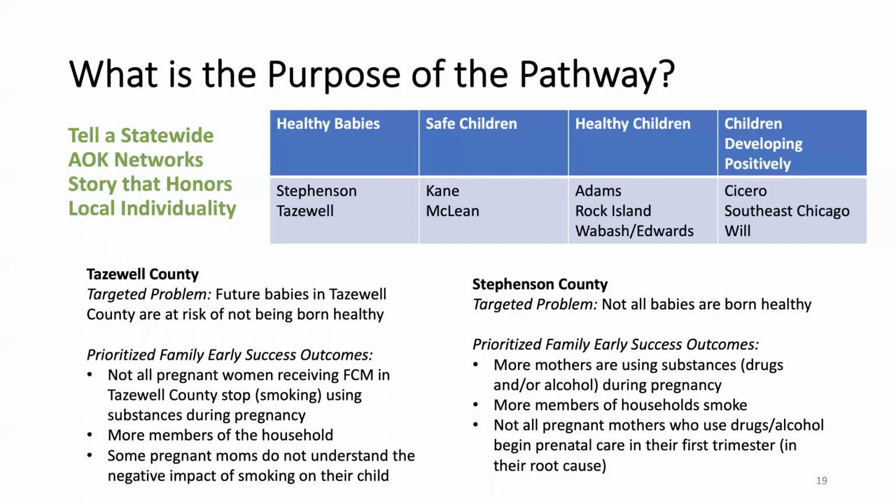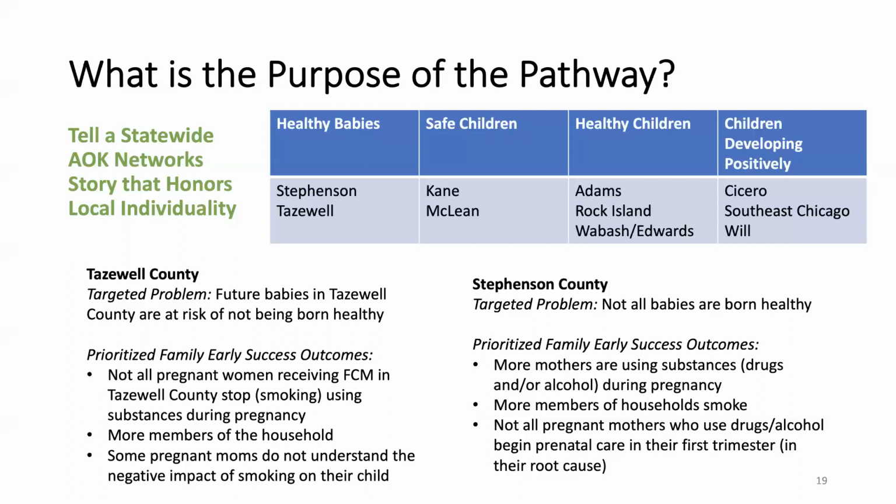And what this will allow us to do is tell the story about what AOKs are doing around healthy babies, but then also tell the very specific stories of what that looks like in Tazewell and what that looks like in Stevenson. And this really gets at the heart of what is referred to as community systems development, which is the work we're doing, though we don't usually call it that. It allows us to tell the story that we don't use a cookie cutter approach. We don't have one size fits all for all of our networks.